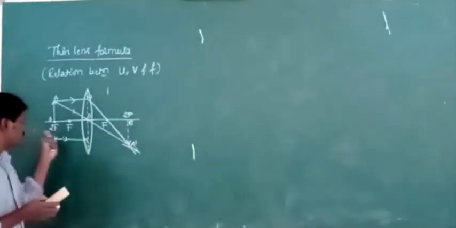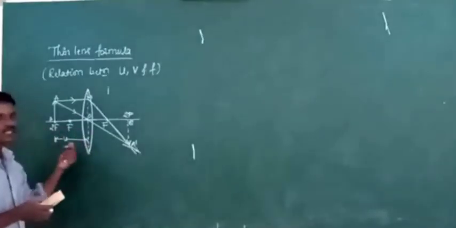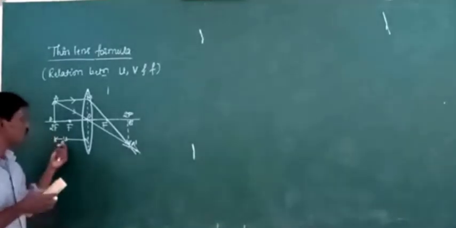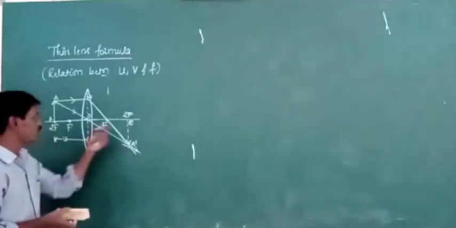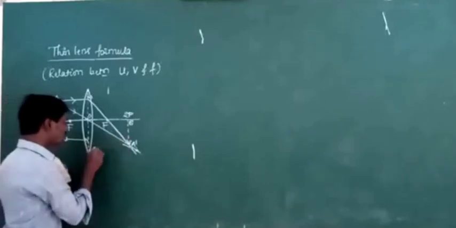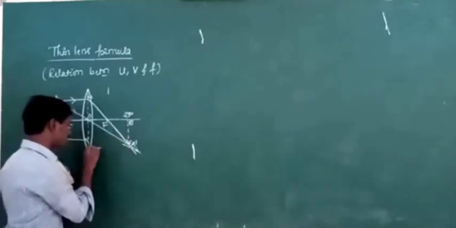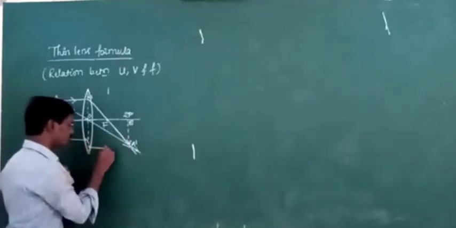Here, this distance is measured in which direction? Negative direction. That is why the object distance is taken as negative. And what about image distance? The distance of the image from the optical center is called image distance.